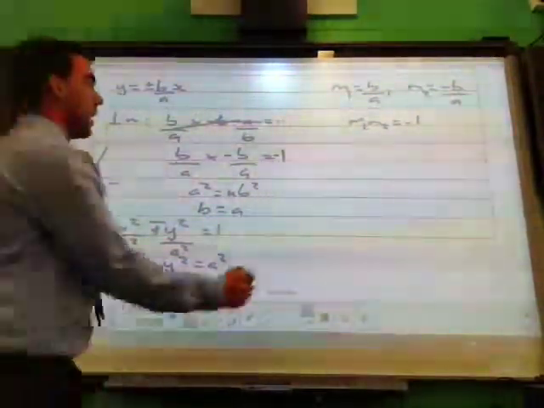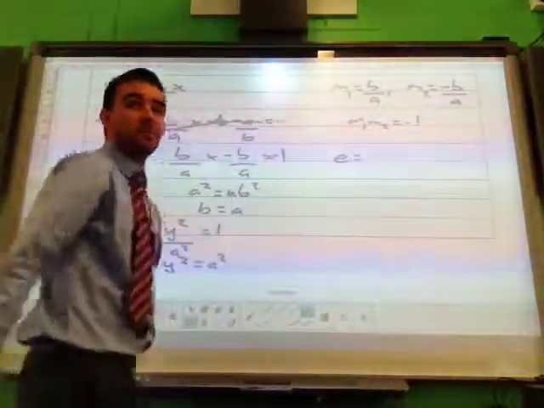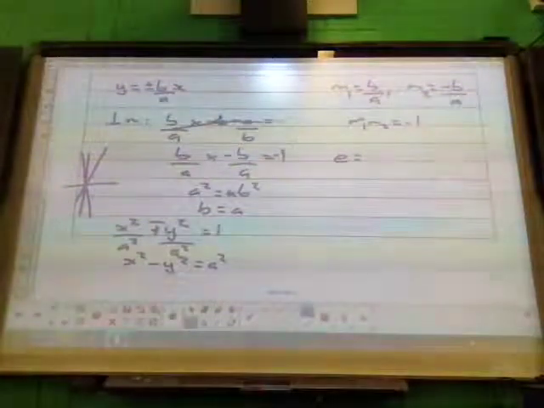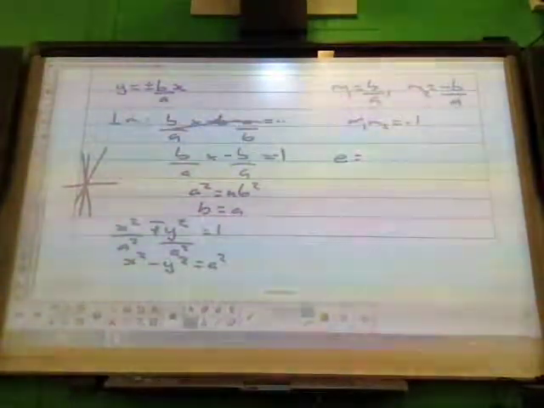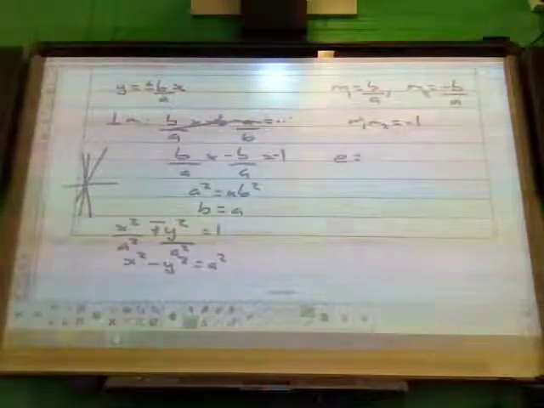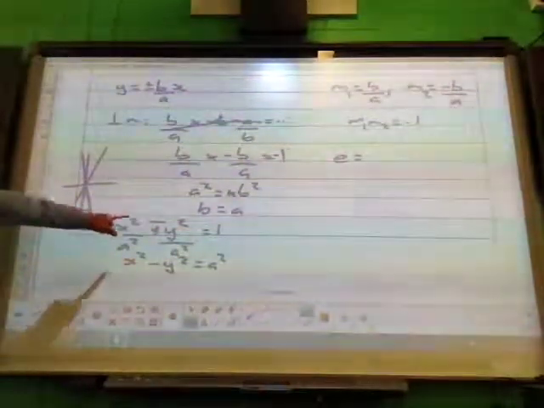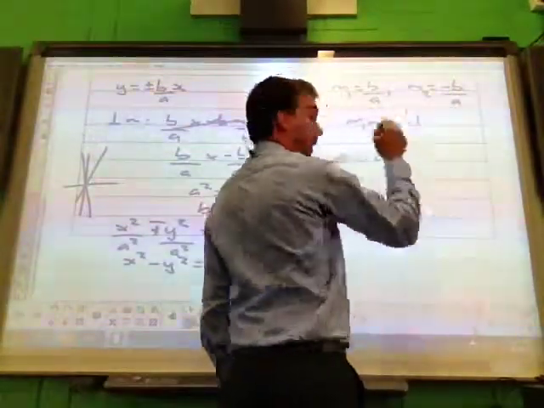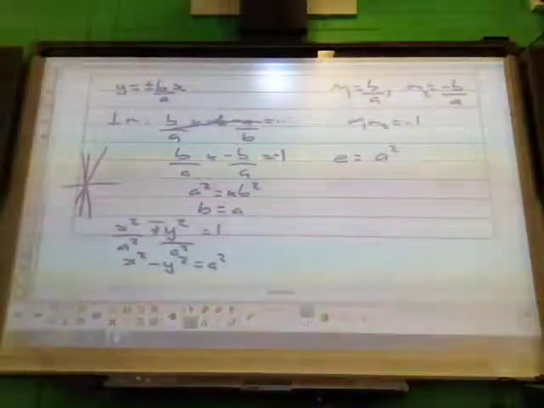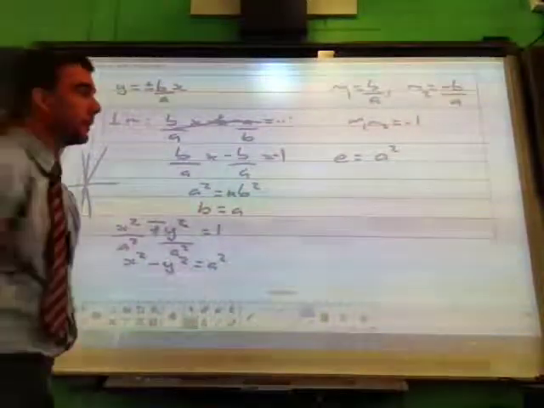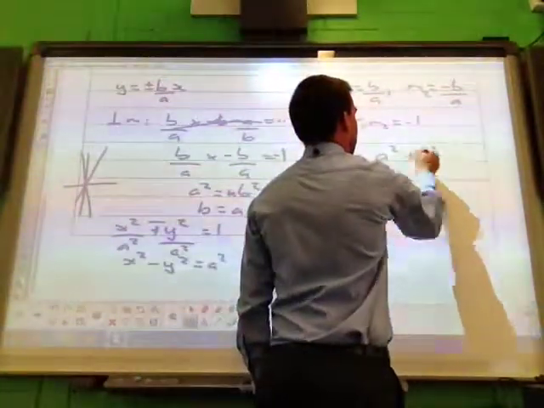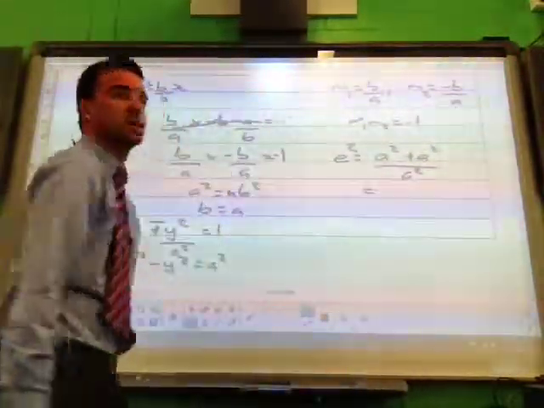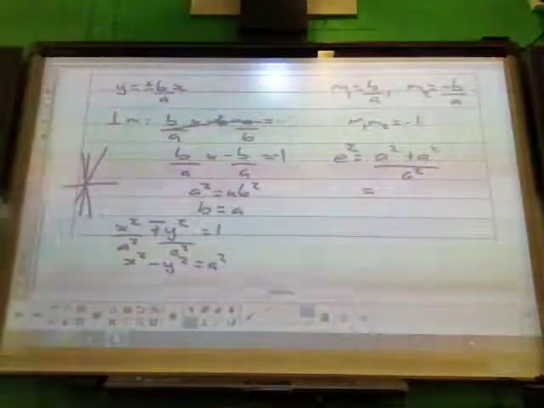The eccentricity. Remember the formula with a's and b's? x squared over a squared take away y squared over b squared, that's your ellipse. It's the opposite sign to the formula. So e squared is a squared plus b squared on a squared. But we already know that b is equal to a, so it's going to be a squared plus a squared on a squared.